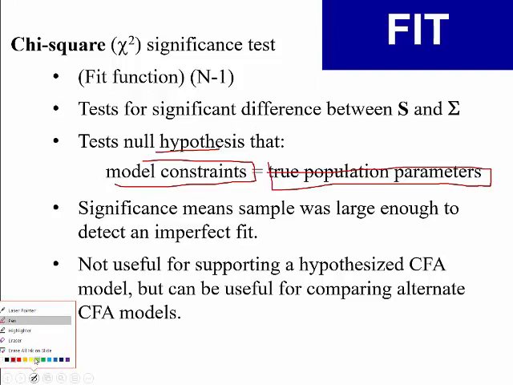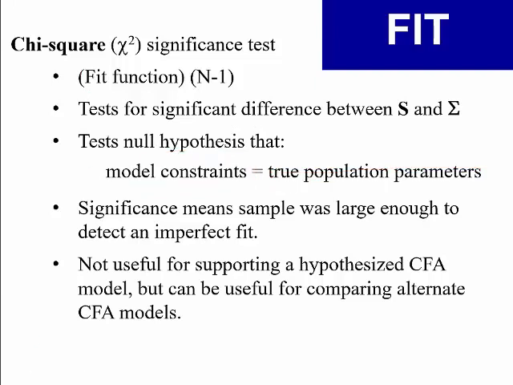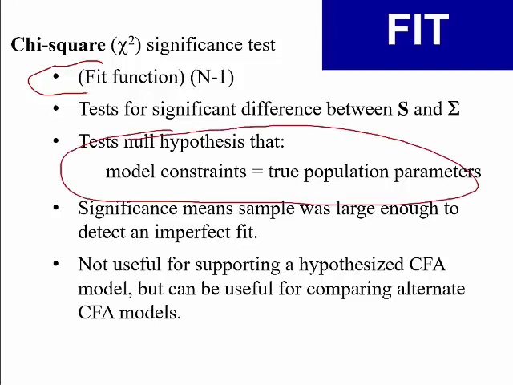Now, to do this test, we need to get a chi-square value, and as it turns out, that's pretty easy to calculate. When we use our estimator to get a fit function, and this could be the maximum likelihood fit function, or maybe we're using diagonally weighted least squares to get our fit function, either way, we'll get a fit function, and we simply multiply it by our sample size minus 1, and that will produce the chi-square value. So that's how we get that. The chi-square value is simply equal to the fit function times n minus 1, and then we can determine the probability of that chi-square value if this null hypothesis is true.